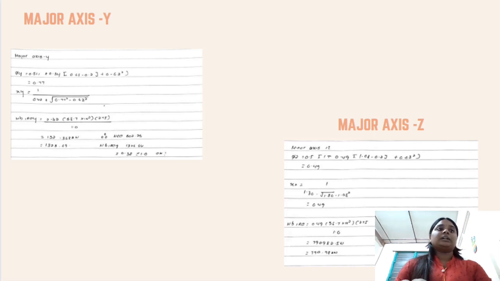So the total answer is 790982.5 Newton, simplified to 790.98 kilonewton. So the N_Ed 503.26 divided by 790.98 equals 0.64, still okay.